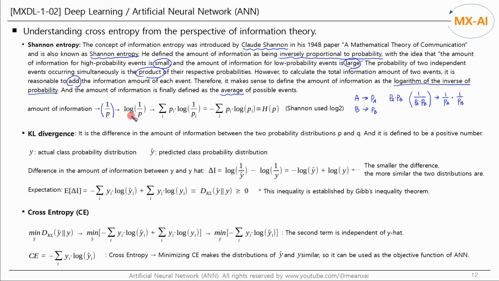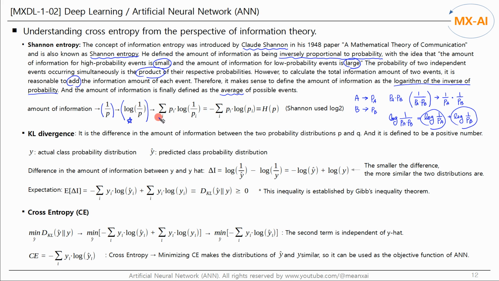If the amount of information is defined as log 1 over P, then the amount of information when two events occur simultaneously is log 1 over PA times PB. This is log 1 over PA plus log 1 over PB. That is, it is the sum of two amounts of information. This is more reasonable. Therefore, the amount of information is defined as log 1 over P.